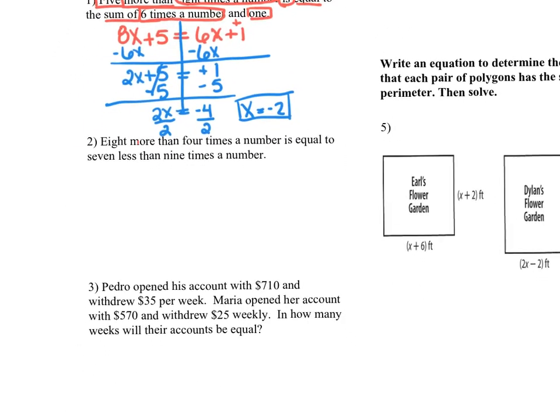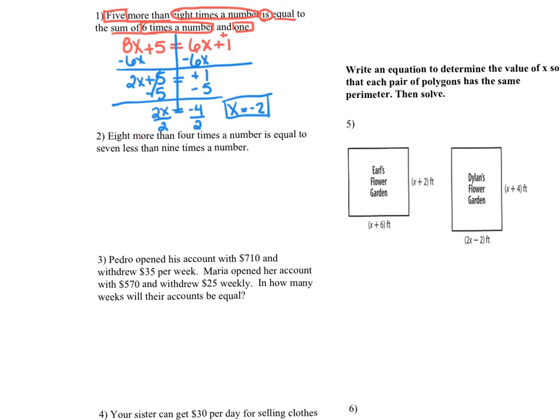So number 2, let's break down the wording. We're going to say 8 more than, so I'm going to go plus 8. 4 times a number, that's going to be 4x in front of the plus 8. Is equal to 7 less than, that's where it becomes important, so it needs to be minus 7. 9 times the number, 9x. So there is our equation. I took each piece and I wrote it down.